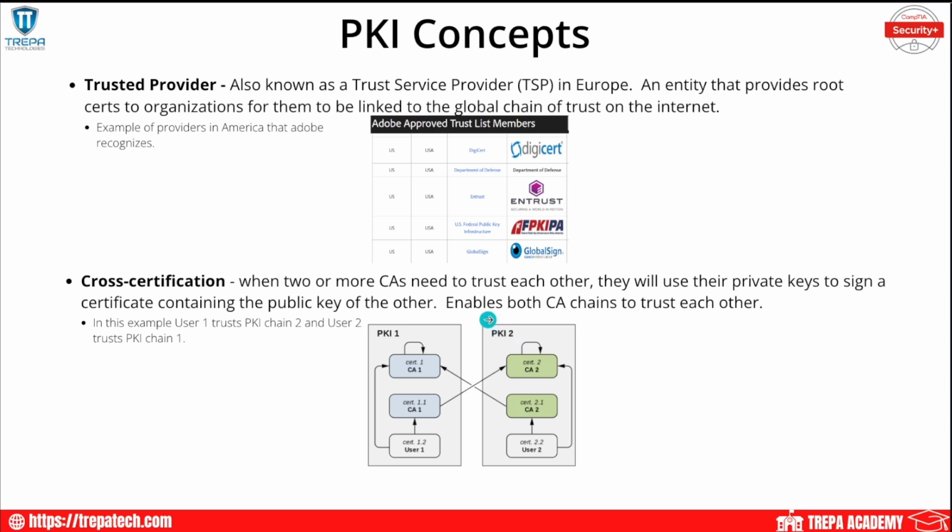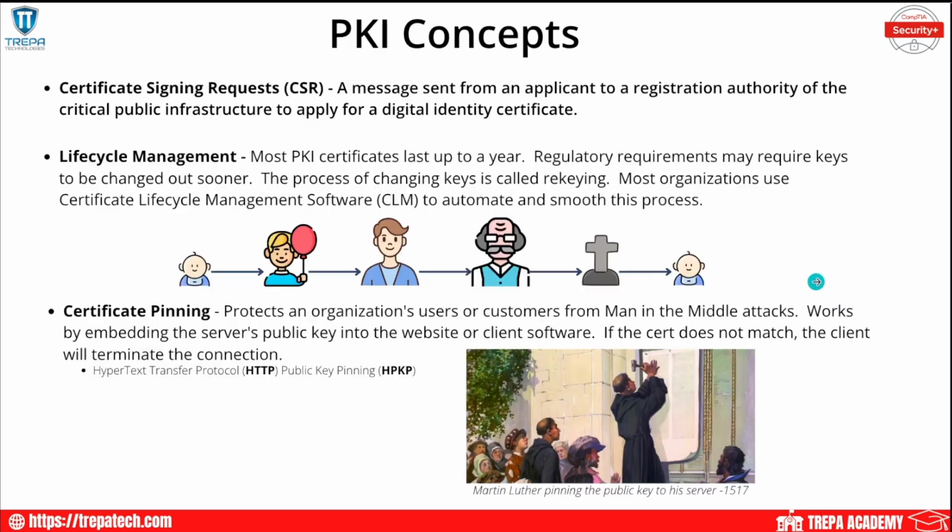Cross-certification. This is when two or more CAs need to trust each other. They will use their private keys to sign a certificate containing the public key of each other, and this is going to enable both CAs' chains to trust each other. Breaking down some of the concepts we've already talked about: a certificate signing request. This is a message sent from the applicant, so your web server, right, to a registration authority or CA to apply for a digital identity to be part of the PKI.